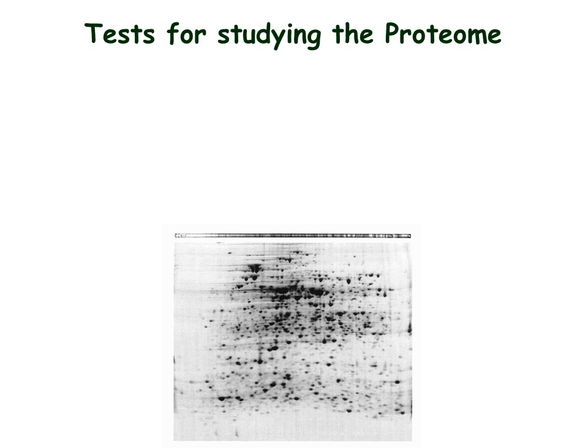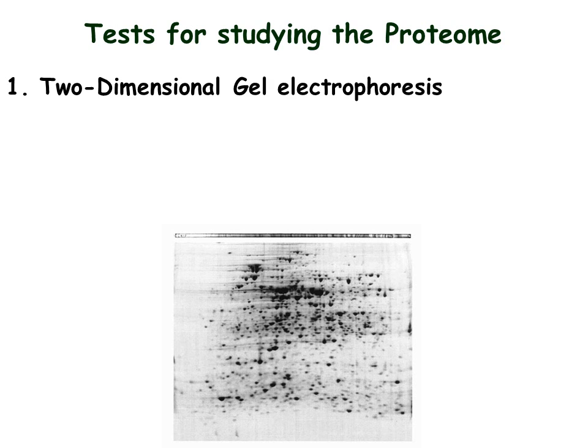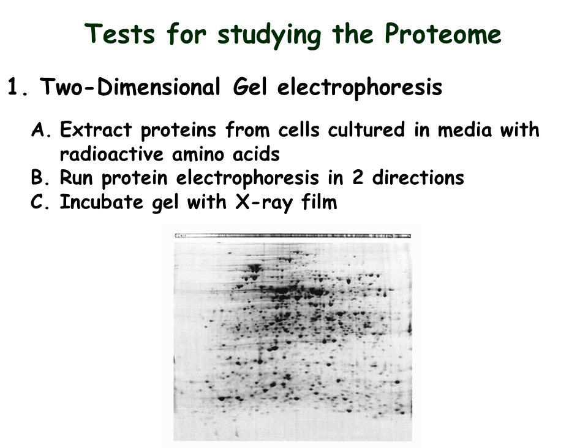Well, what about the proteome? We started out with two-dimensional gel electrophoresis, and that's what you're looking at at the bottom of the slide. Basically, we'd take proteins from cells that had been cultured in media with radioactive amino acids so that they would make a dark spot on an X-ray film. And then you'd run electrophoresis in two directions. So instead of getting bands, now you get all these little dots indicating individual proteins or very closely related proteins. And so again, you'd incubate the gel with the X-ray film and you get what you see down here.